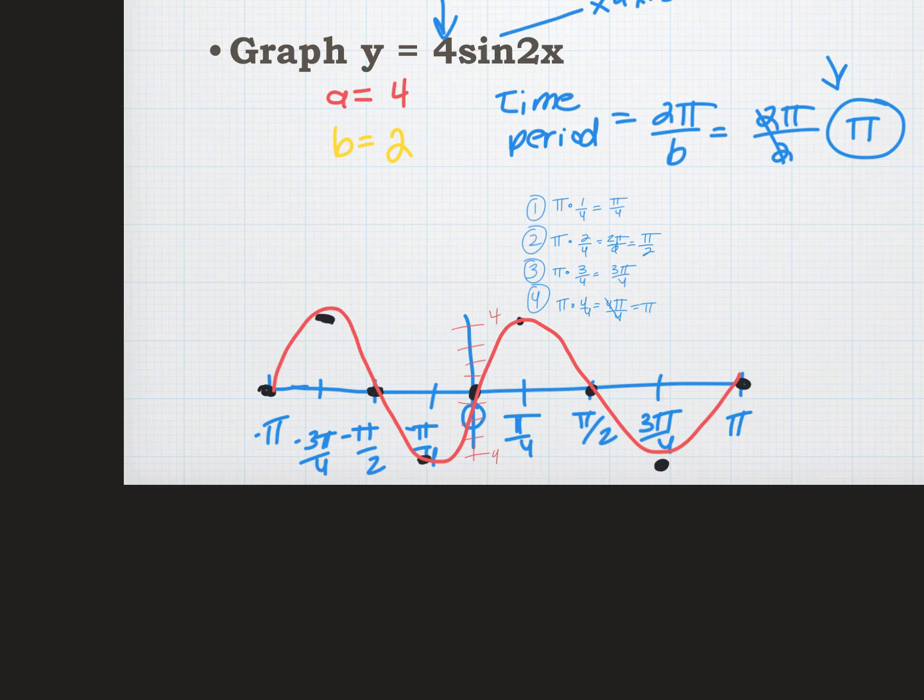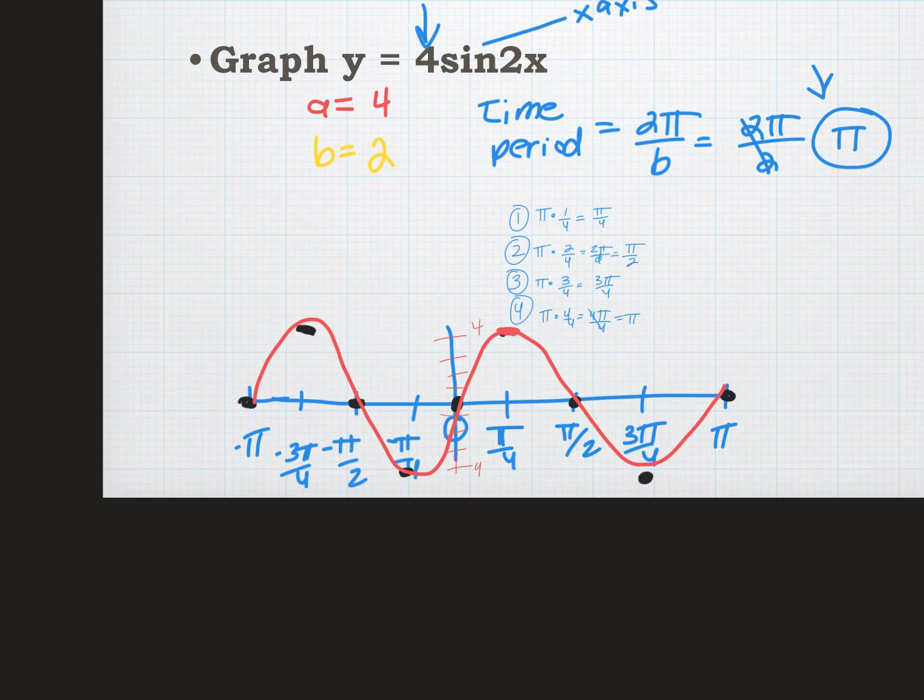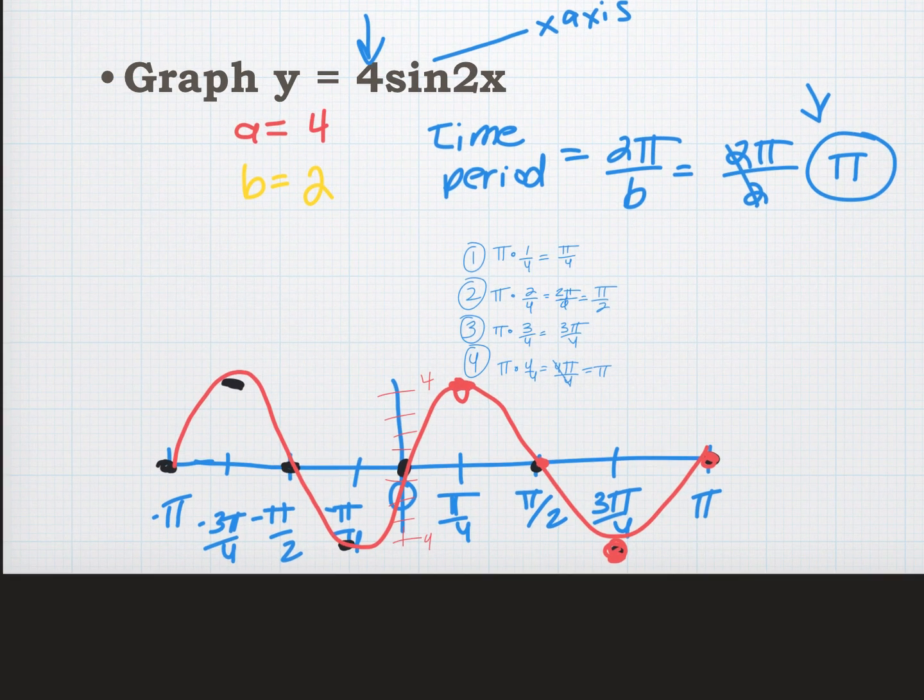I didn't skip it. At pi over 4, the value is up here. Your y value is 4. And then at pi over 2, your y value is 0. Then at 3 pi over 4, your y value is negative 4. And then at pi, it's 0. All right, let's go to the next one.